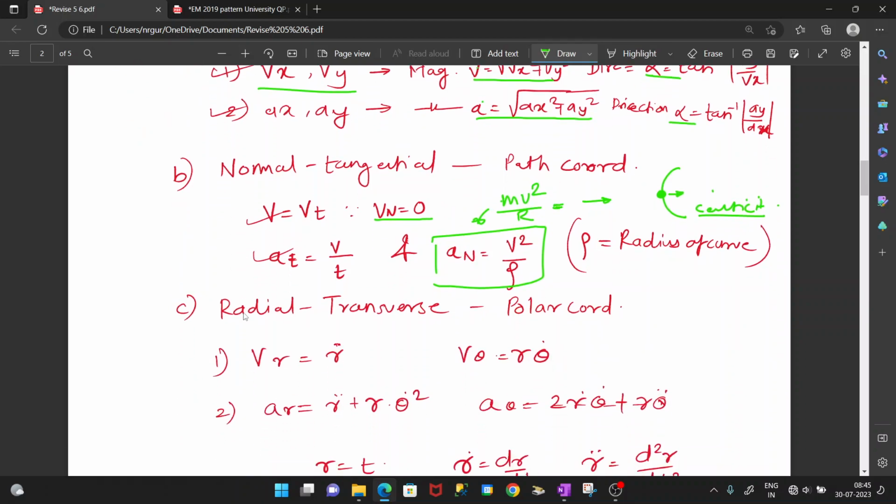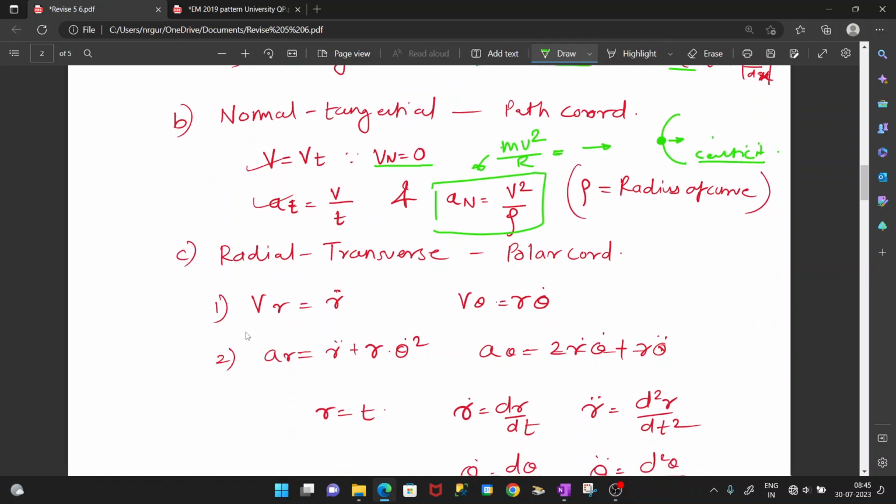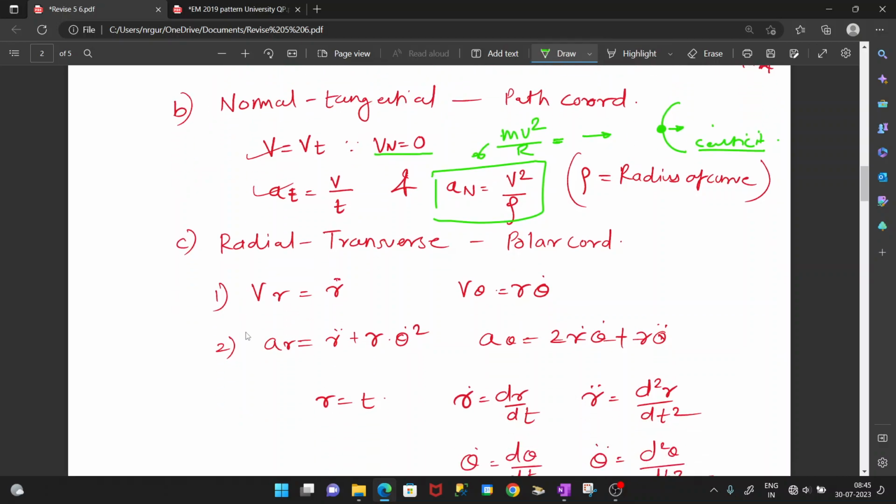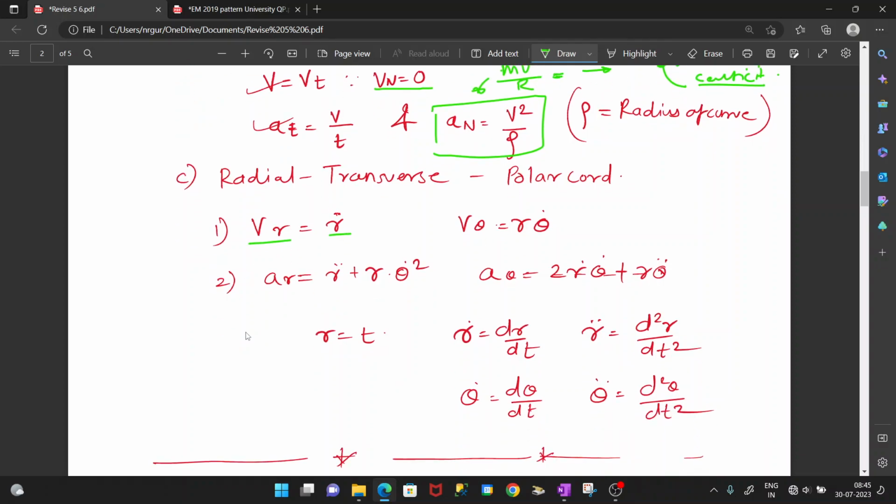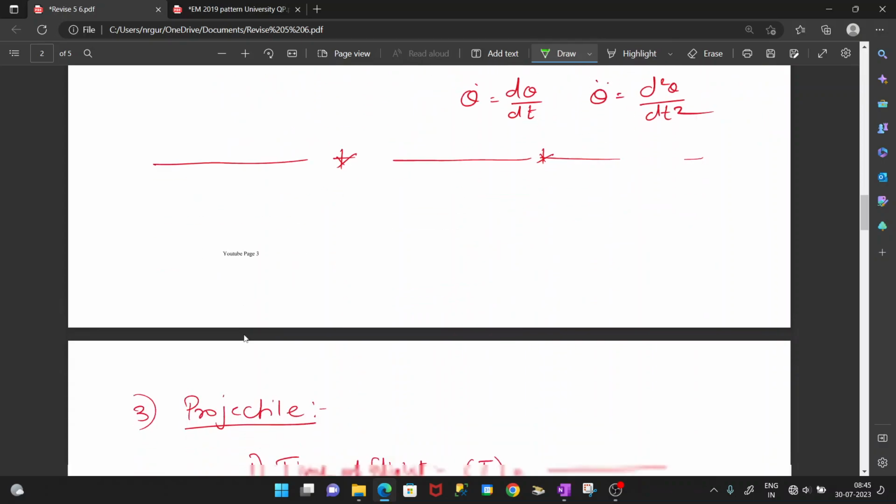Now last is radial and transverse, called polar coordinates. So basic formulas are there, like Vr is equal to r dot. What is r dot? r dot is nothing but dr by dt. r double dot is d2r by dt square. Similarly with theta. These are the formulas you have to remember, and these formulas will be used for solving the problems based on radial and transverse coordinates. So this is the second part of fifth unit.